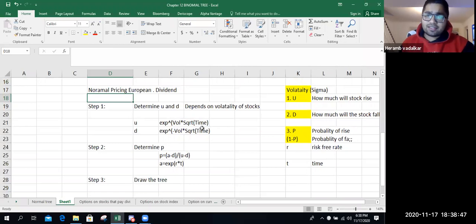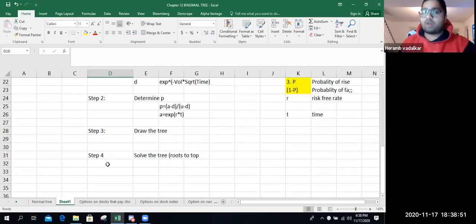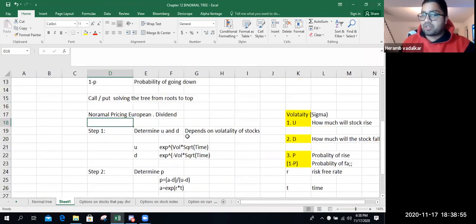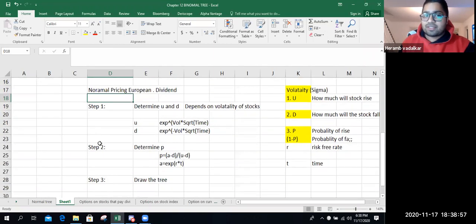So let's start. Let's look into the steps. To solve any binomial tree problem, certain things will be given to you, and based on that you have to follow these steps. What is step one? You determine U and D. U is how much up can the stock go, D is how much down can the stock go. It depends on the volatility of the stock.